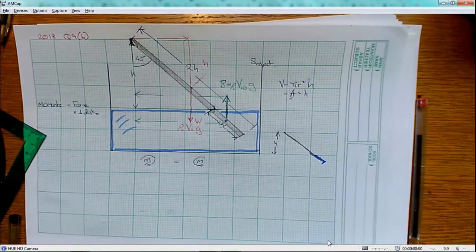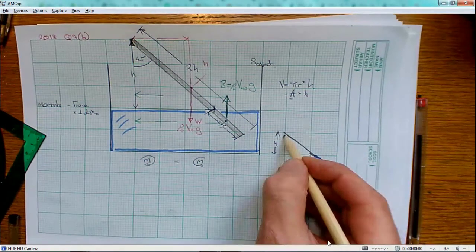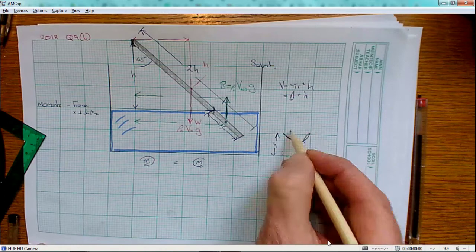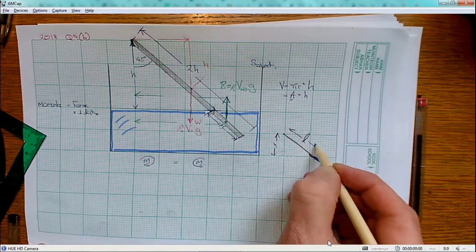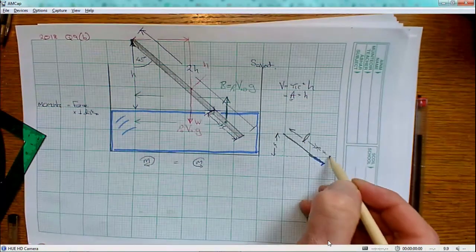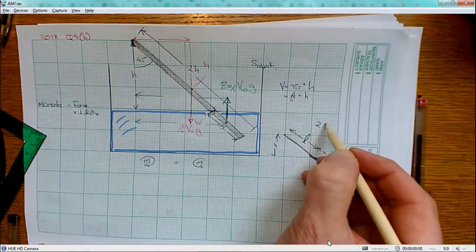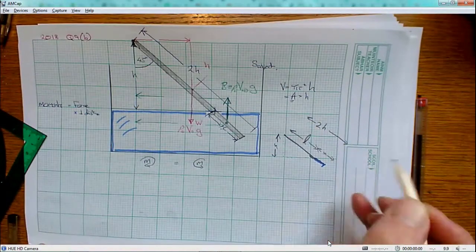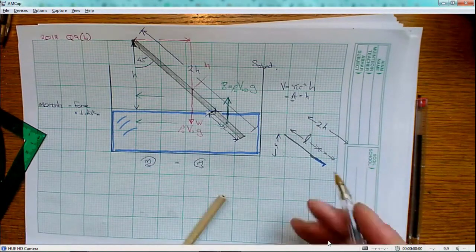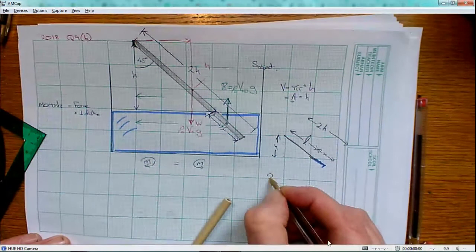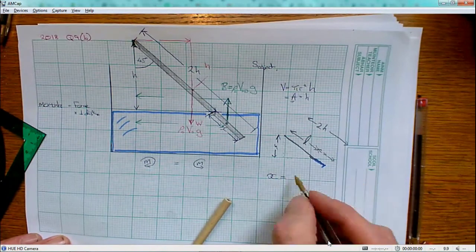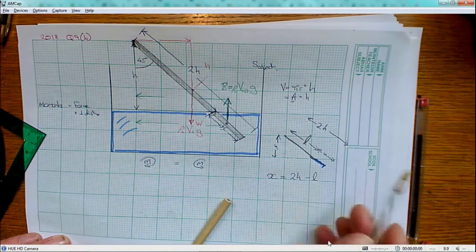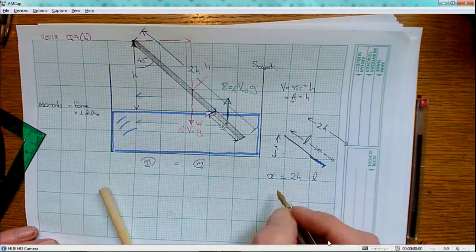What might be handy here is if I actually found this length here, and this be x, whereas I know the whole of this is 2h. So it should be fairly obvious that if I'm looking for x, well, x is equal to the whole of 2h minus that length L. So now finding that length L will be kind of crucial.